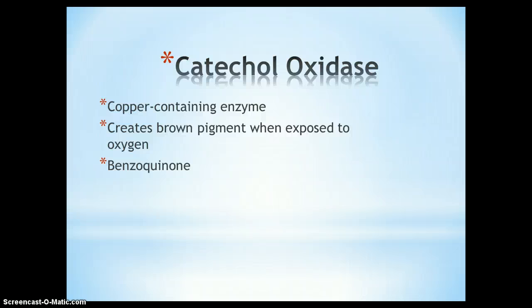The brown color indicates the production of benzoquinone. Benzoquinone is a substance that is toxic to food-spoiling bacteria. When the peel is damaged, oxygen can react with the catechol and protects the fruit.